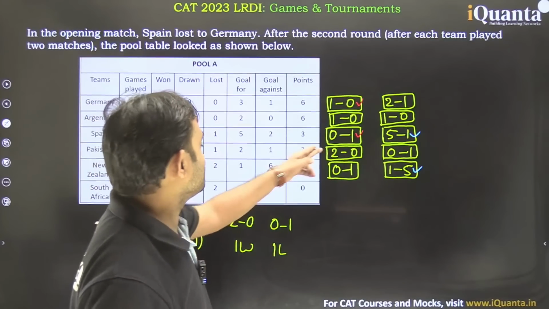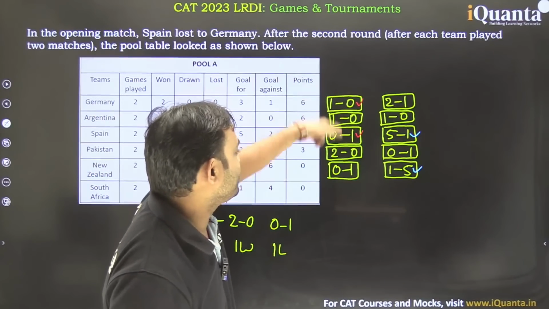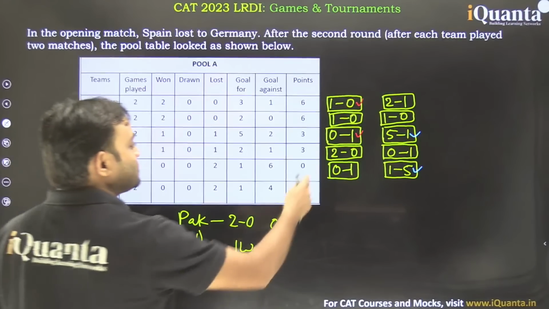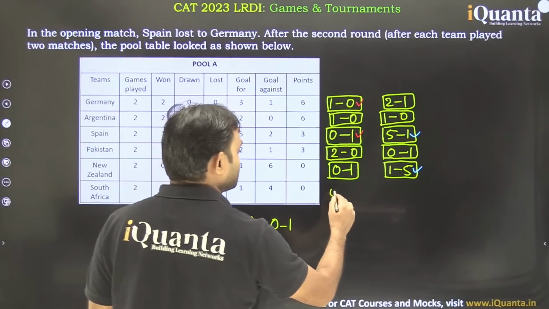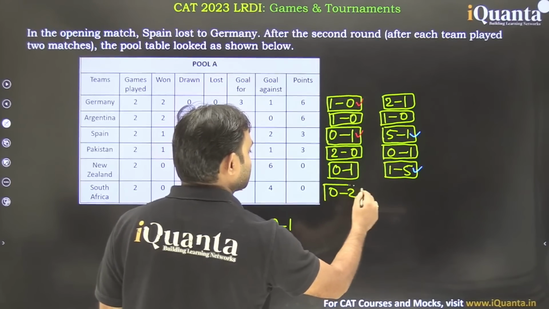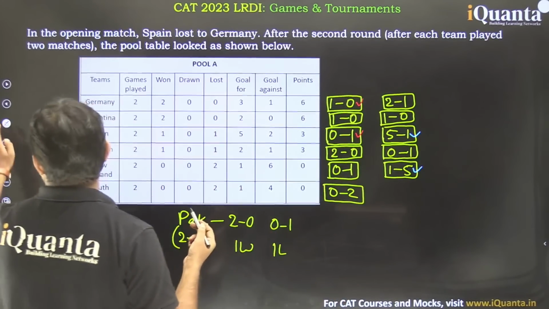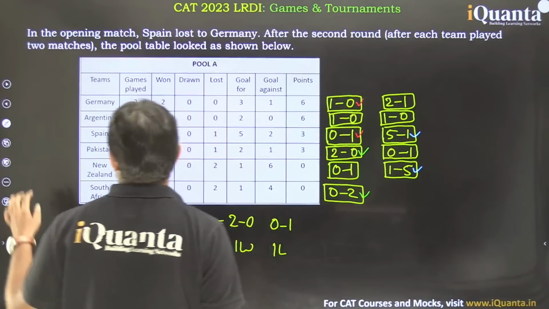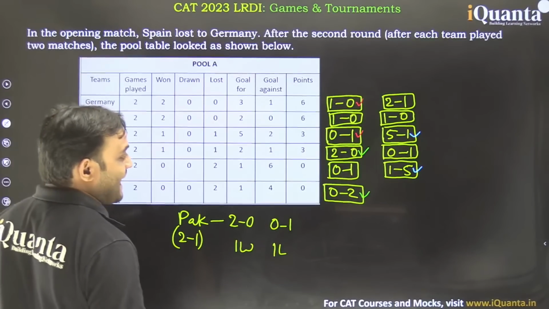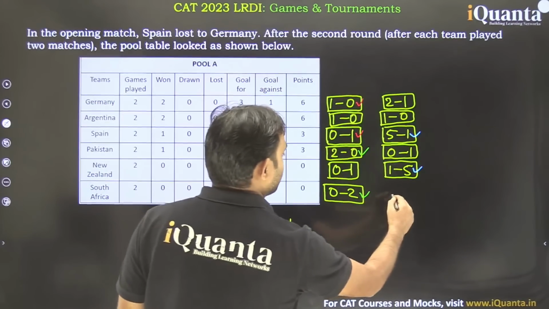Now, do we see 2-1 anywhere? No, we don't see 2-1 anywhere. So this 2-0 must have come against South Africa. South Africa lost the match against Pakistan by 0-2. So these two are connected. This match and this match are the same. And what's left? It's 1-2 left.